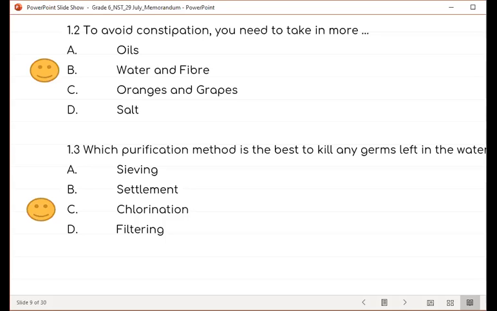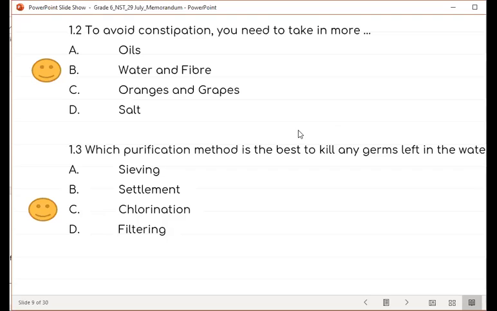So remember, sieving would be used for big particles, right? The bigger particles would be left on the sieve. Settlement, same thing, all right? We just wait for those things to settle. But in terms of germs, they roam around the water. And you can't exactly say there is a germ, there is a germ, here is a germ, and I'm taking it out. All right, okay.